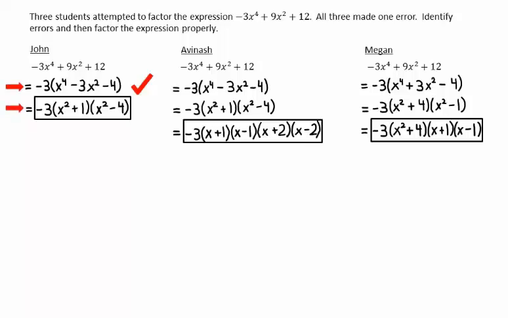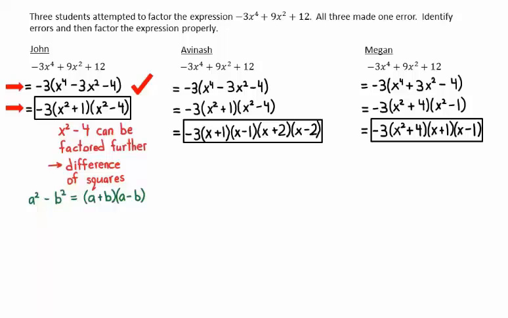In John's second step, he has factored the x to the 4 minus 3x squared minus 4 into x squared plus 1 times x squared minus 4. This actually is correct. However, the x squared minus 4 can be further factored since it is a difference of squares. Recall that a squared minus b squared equals a plus b times a minus b. John's mistake, therefore, was in this final answer.